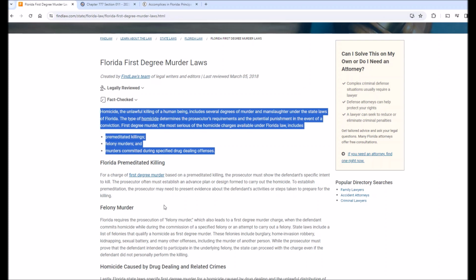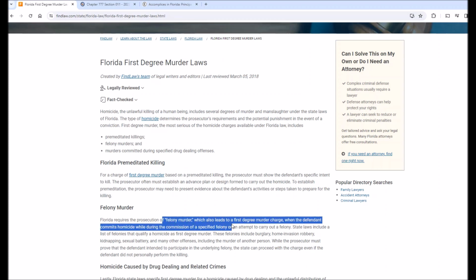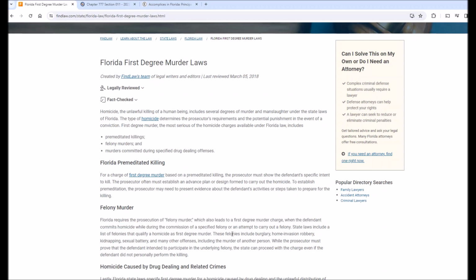And what's a felony murder? Felony murder, which leads to first degree murder charge when the defendant commits homicide during the commission of a specified felony. And down here it says these felonies include burglary and home invasion. And so, that's first degree murder, not second degree. If a murder happens during one of these felony charges of home invasion robbery, that's first degree murder.